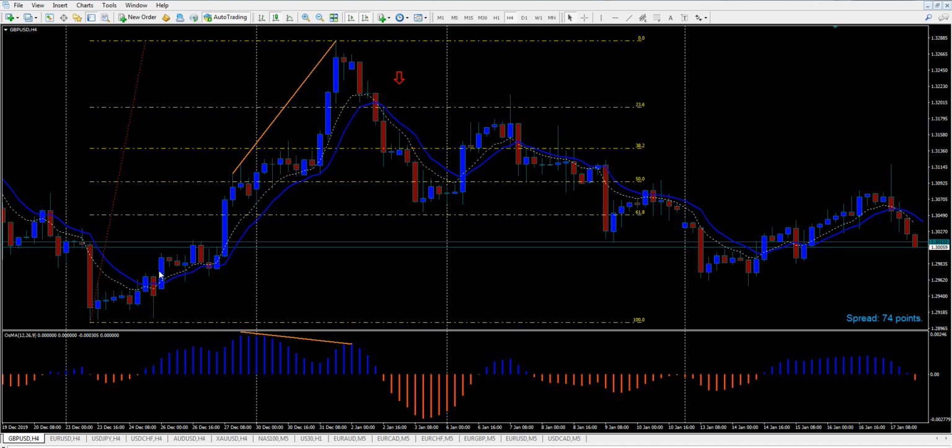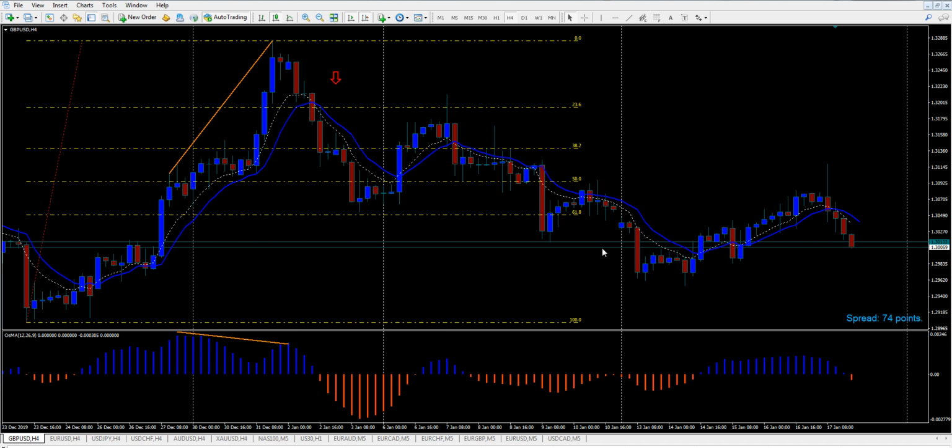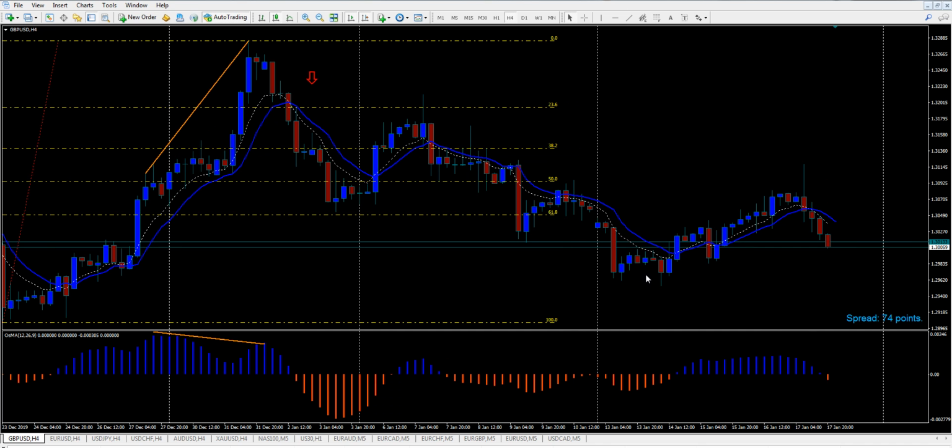So anyway, price came down to the 61.8, our magic 3 levels here, 61, 50, and 38. Came to it, bounced off, and came back up. And then basically came down and pushed further, almost down to the 100%.